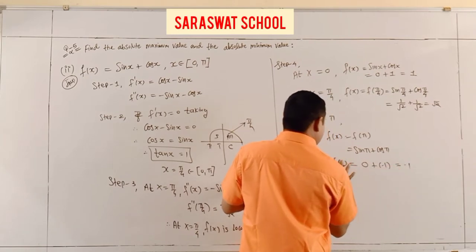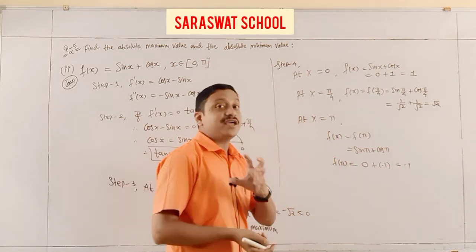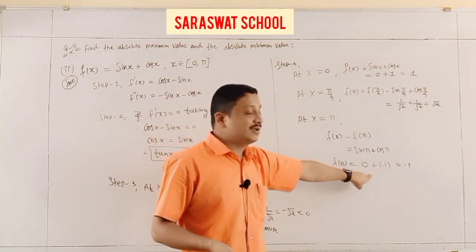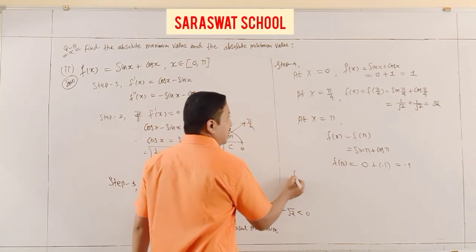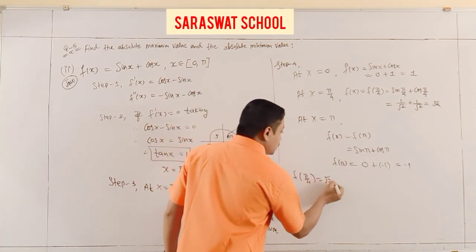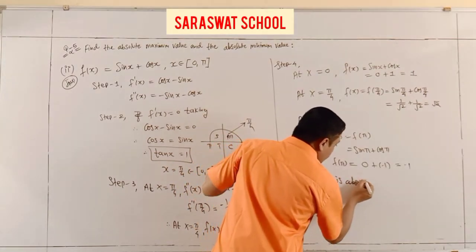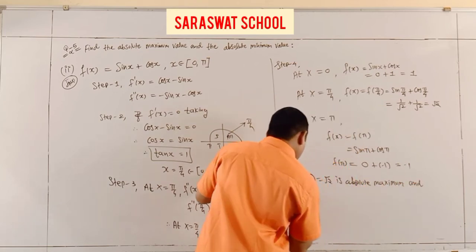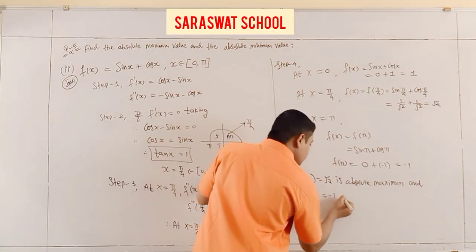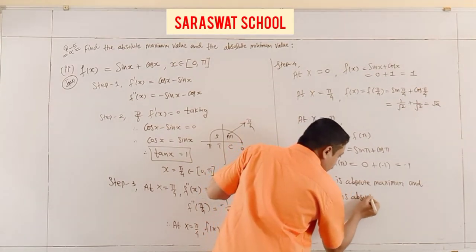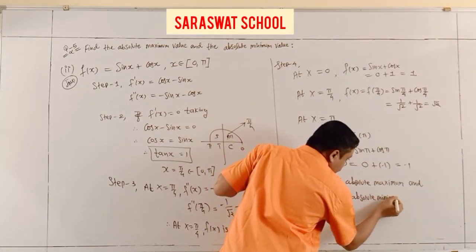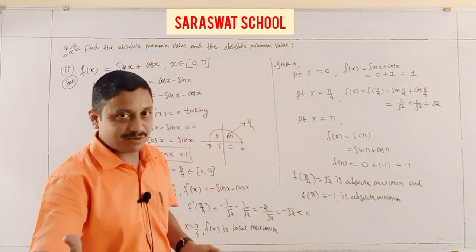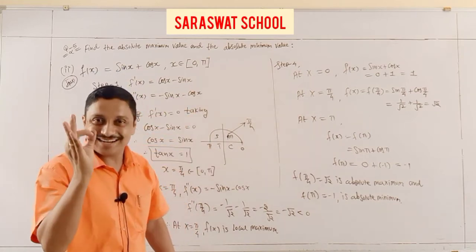Now you can check when your value is highest. Yes, root 2 is highest, as it is more than 1, and minimum is minus 1. So I just write down f of pi by 4, root 2, is absolute maximum. And similarly, f of pi, minus 1, is absolute minimum. Either you can say it is a global minimum or global maximum. Yes, students, happily this question is done.